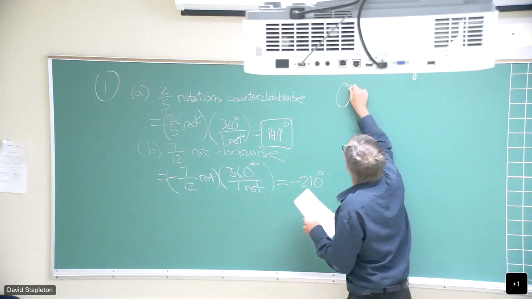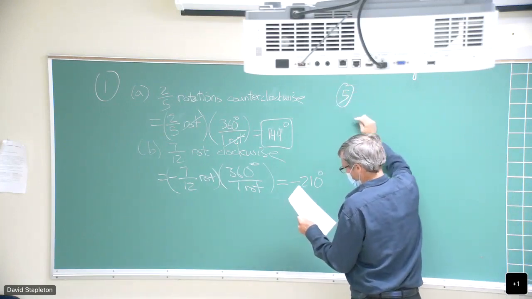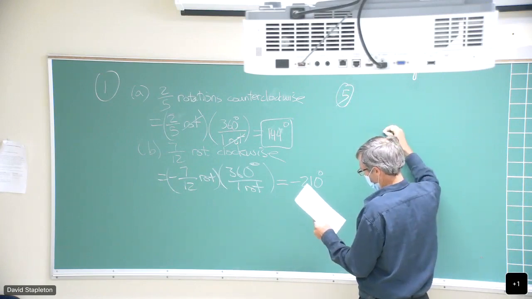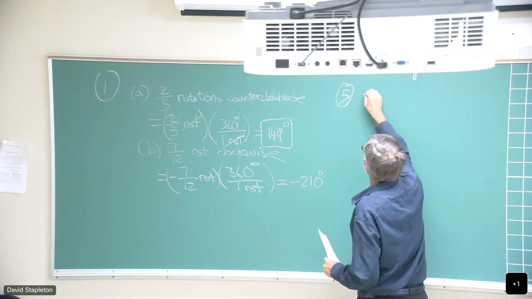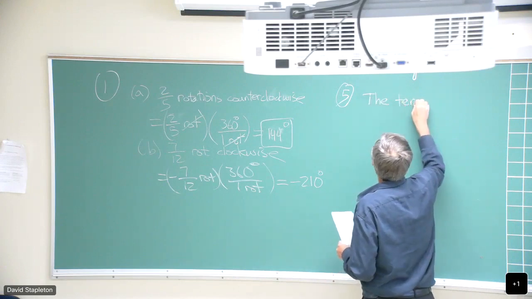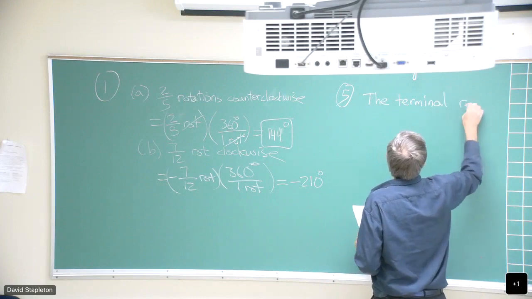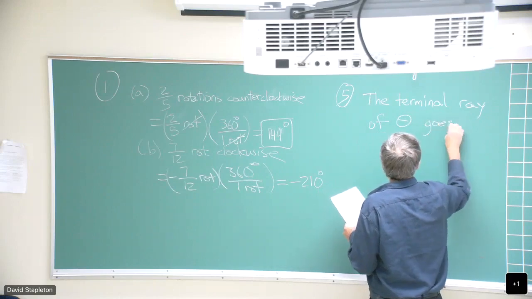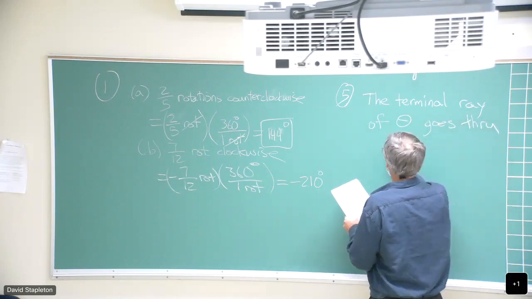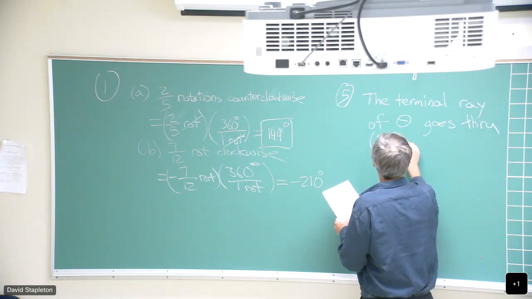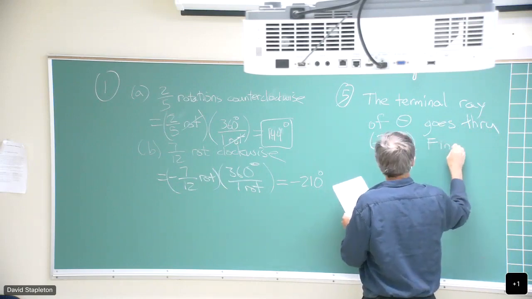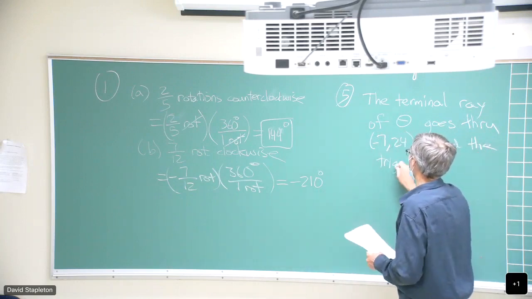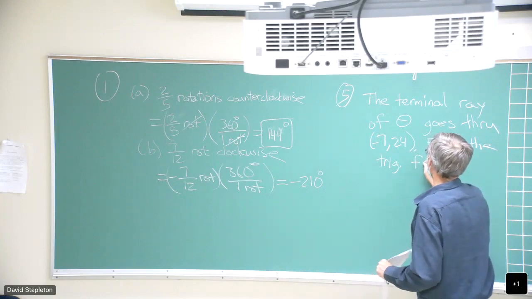Okay, let's look at 5. Says the terminal side of an angle in standard position passes through the indicated point. Calculate the values of the 6 trig functions. So the terminal ray of theta, let's say, goes through the point minus 7, 24. Find the trig functions. And we said, if you know a point on the terminal ray, you know all 6 trig functions, even if you don't know the angle. Find the trig function values.